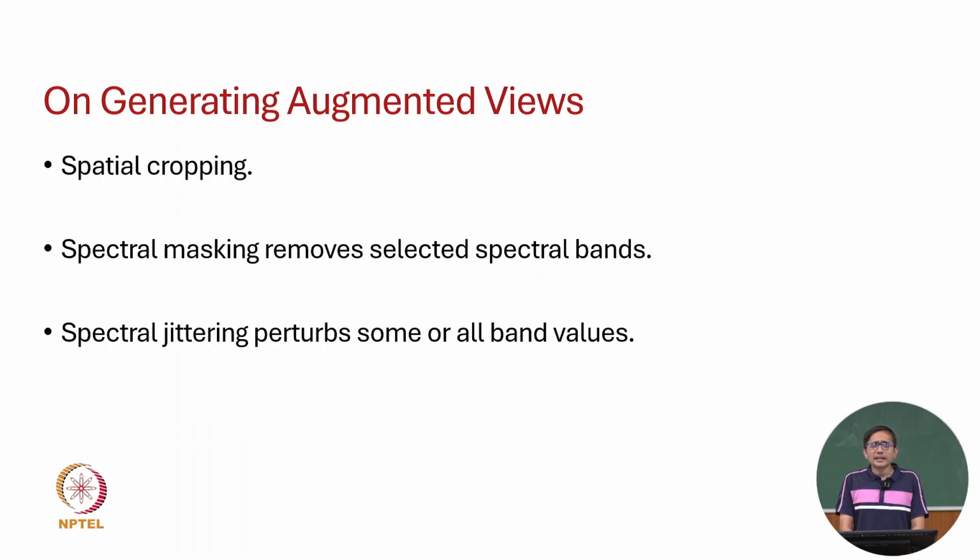And another similar approach would be spectral jittering, where we perturb, let's say add some noise to some or all of the bands. Again, spectral jittering and spectral masking are very related, right? Both of them work in the spectral domain and are a bit more convenient than the spatial cropping approach in this particular case.